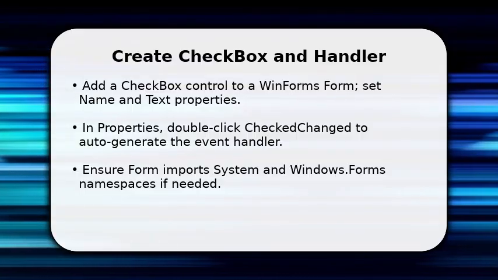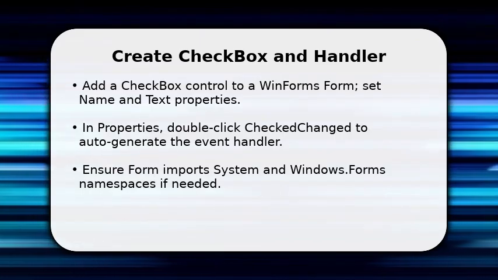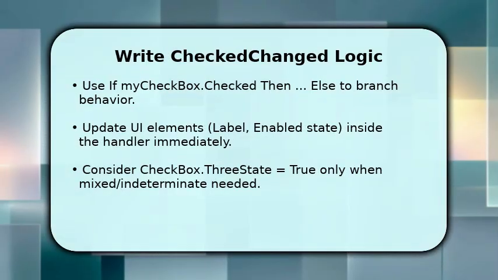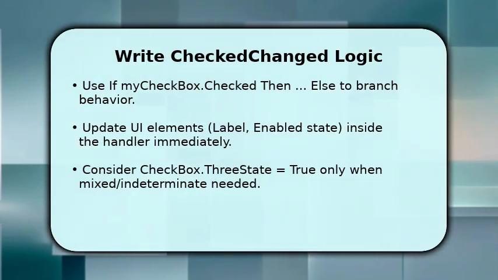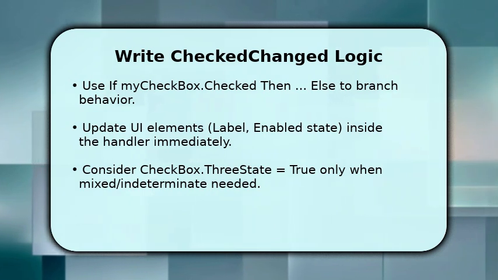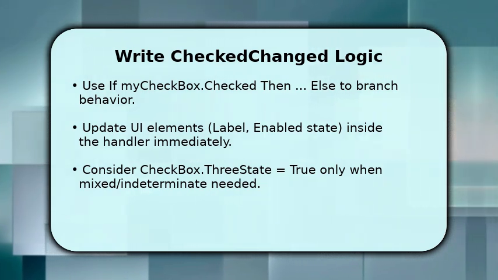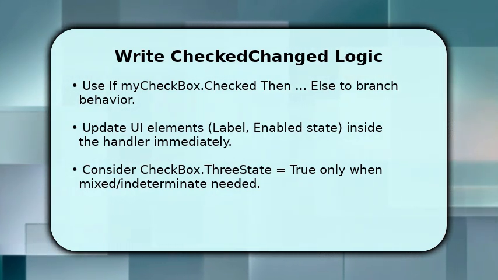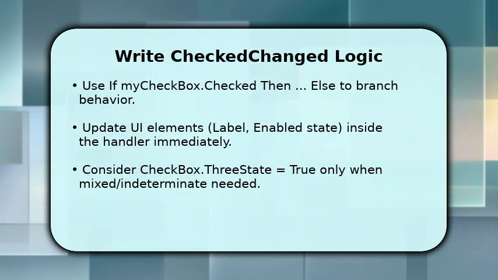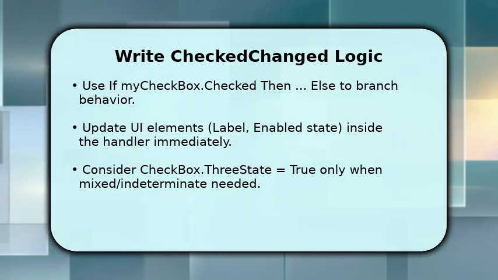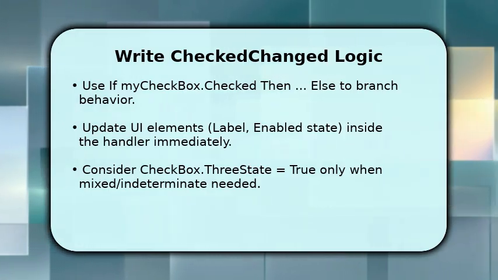Make sure to set properties like AutoSize and Checked for initial state so your first run behaves predictably. You write the code inside CheckedChanged to react instantly when the user toggles the box. For example, if MyCheckbox.Checked then enable a panel or set a label's Text, else disable it. This clear branching keeps the UI consistent. Once done, make sure side effects are minimal and idempotent so toggles don't stack actions.